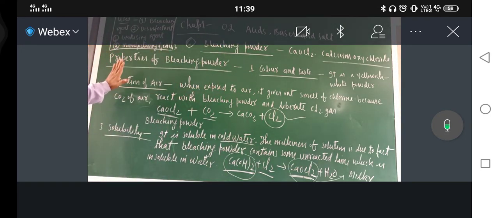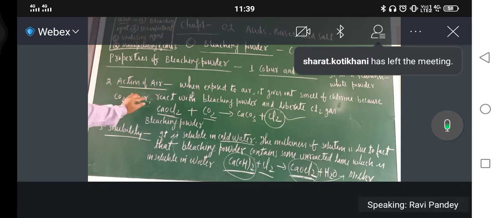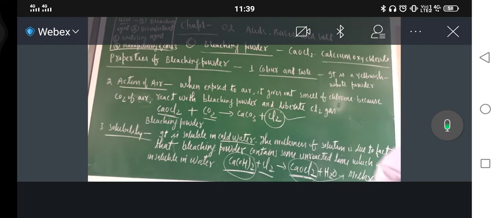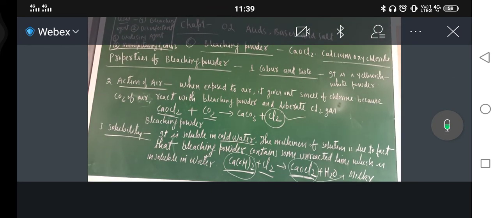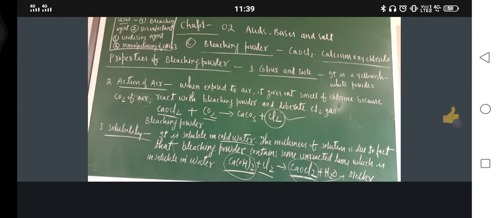Okay, so I hope that you have got this one. Now the most important thing is reaction of bleaching powder with acid. Okay, now there are so many important things. Am I audible and visible? Hello? Hello? Okay, so just see.